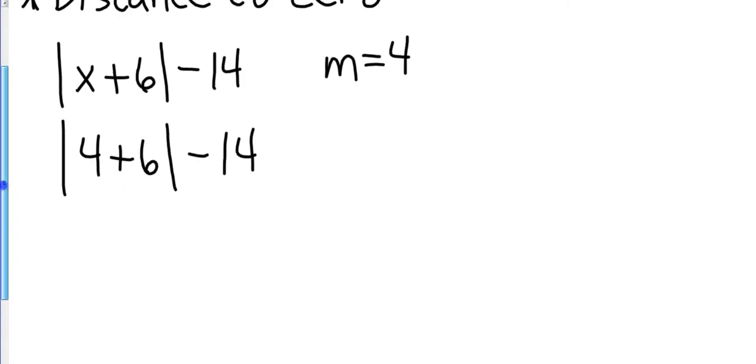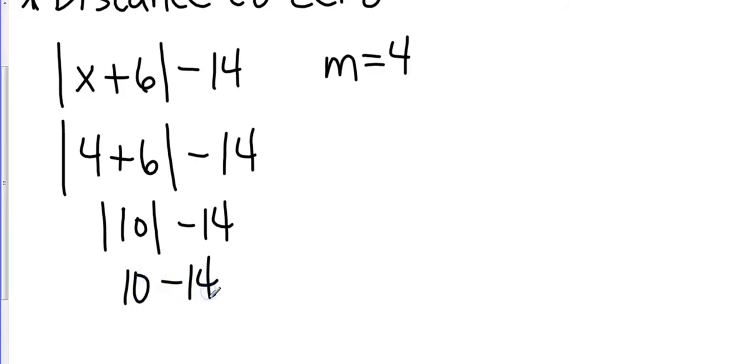4 plus 6 is going to give me 10. So the absolute value of 10 is the distance of 10 to 0, which is 10 spaces. So I'm going to eliminate the absolute value brackets and just end up with 10 minus 14, which is negative 4. Absolute value of 10, which is 10, minus 14 gives me an answer of negative 4.